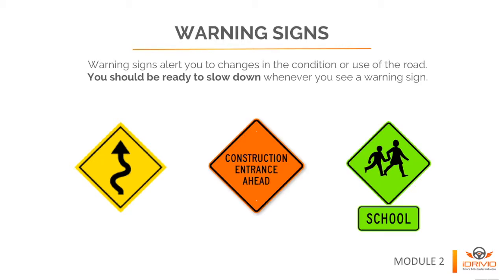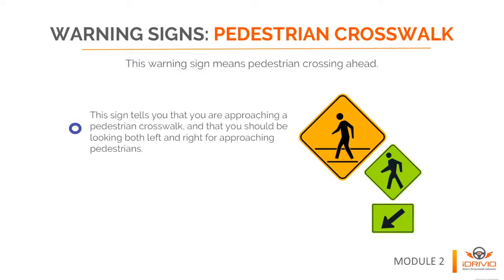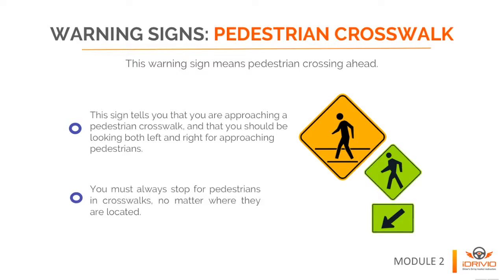This warning sign means pedestrians crossing ahead. The pedestrian sign tells you that you are approaching a pedestrian crosswalk and that you should be looking both left and right for approaching pedestrians. Crosswalks may exist in places other than street intersections. You must always stop for pedestrians in crosswalks, no matter where they are located. We will learn more about crosswalks in Module 3, Sharing the Road.